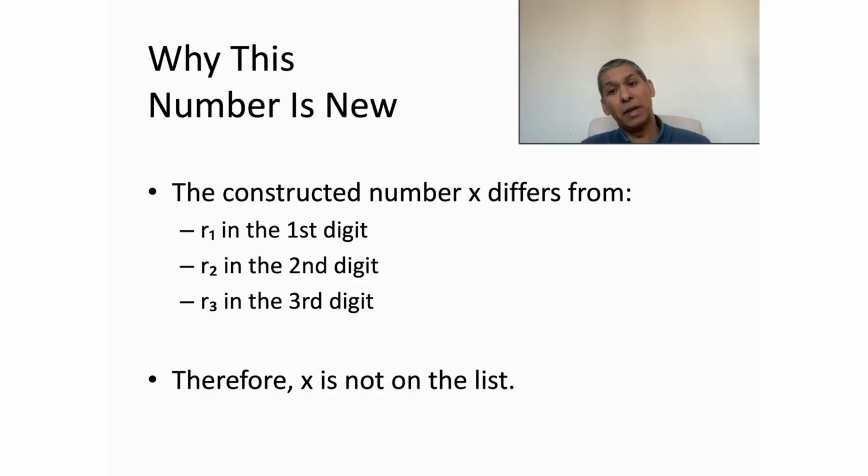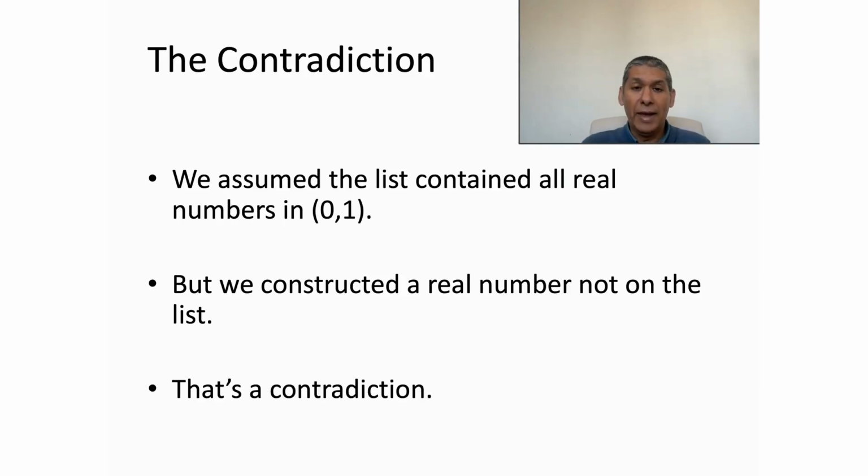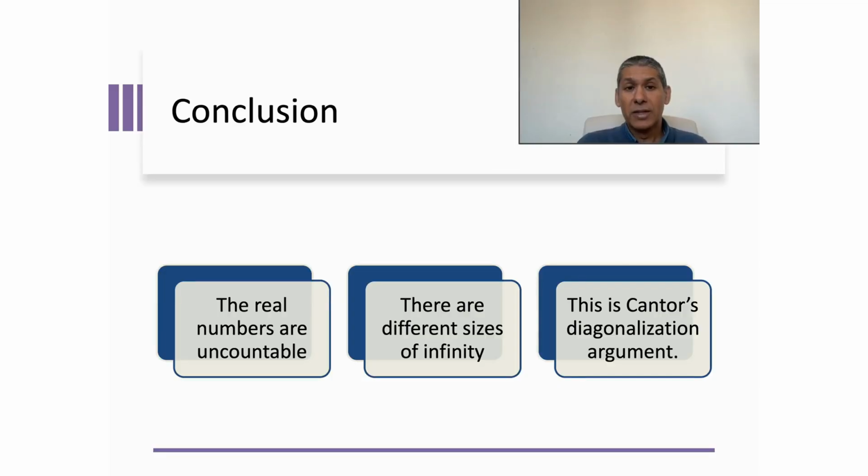If you say it shows up maybe much later, again remember that x has been constructed such that it does not match that number's digit. Let's suppose that's the 1,000,000th number, it does not match the 1,000,000th number's 1,000,000th digit. Therefore, it is not the same as the 1,000,000th number. So it just doesn't show up in your list at all. And that's the contradiction. So we assumed that the list contained all the real numbers in 0, 1, but we constructed a real number that's not on the list. That's a contradiction. So the conclusion is very profound. Cantor's conclusion here is that the real numbers are uncountable.